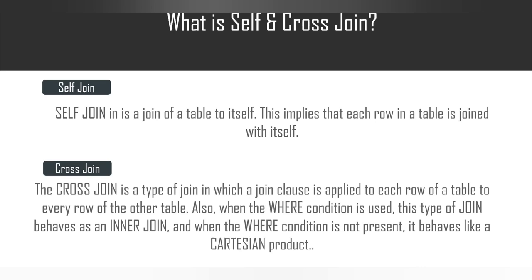Also, when the where condition is used, this type of join behaves as an inner join, and when the where condition is not present, it behaves like a Cartesian product. So you just have to remember two points. The first point is that whenever you apply a cross join on specific tables, a join clause is applied on each row of a single table to every row of the other table. And also, when the where condition is present, this type of join behaves as an inner join. And when the where condition is not present, it behaves like a Cartesian product.